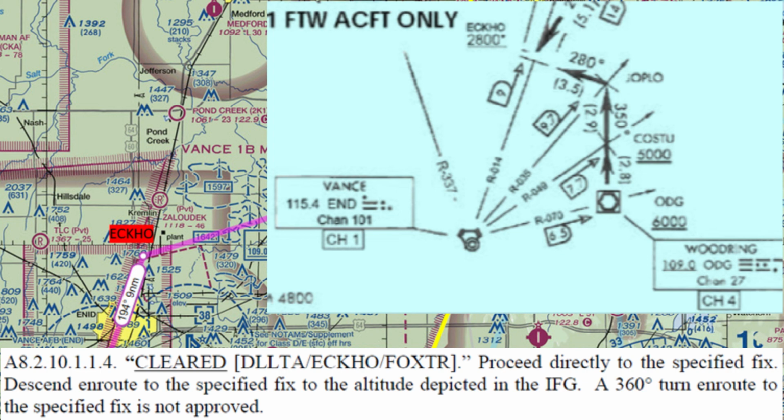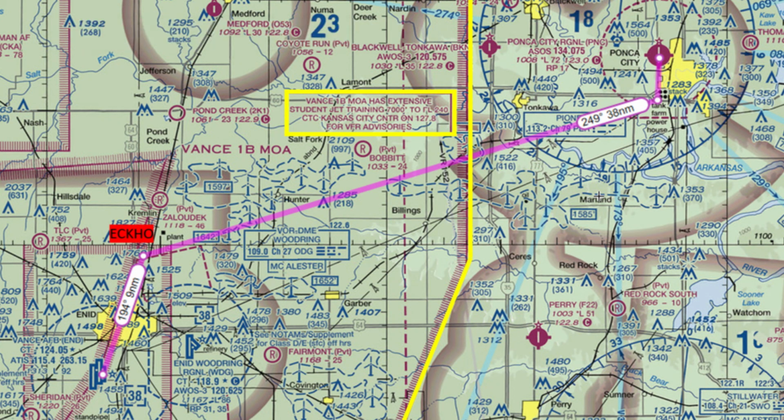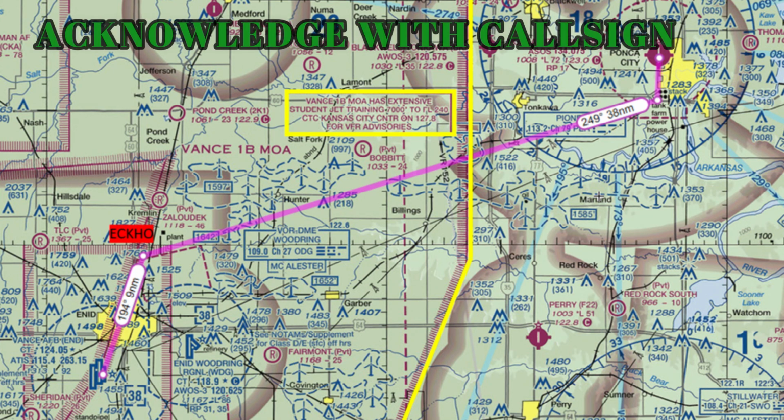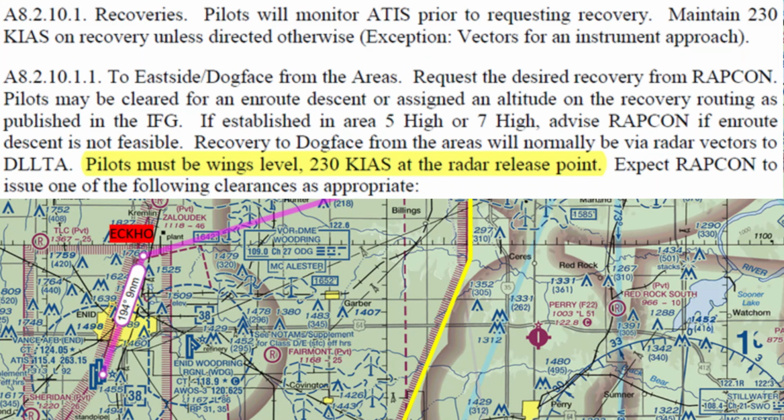5 miles from Echo, make your radio call: "Texan 13 Echo." When told to contact tower or east side on channel 4, acknowledge with your call sign, do your guts check, and cross Echo at 2300 feet and 230 knots.